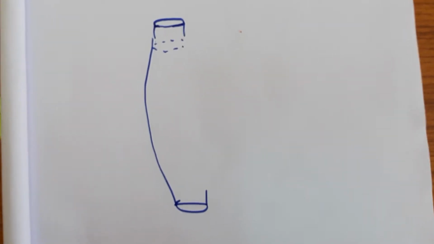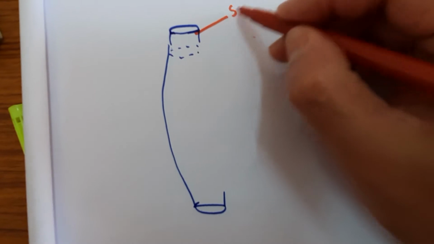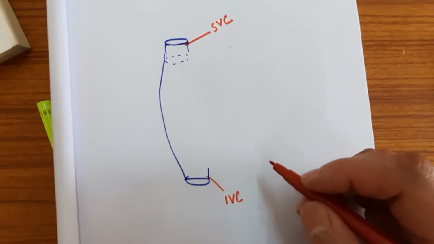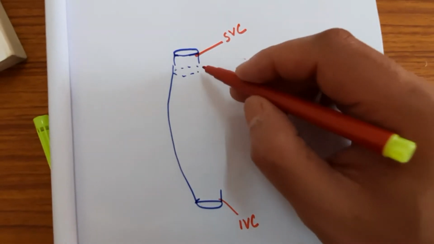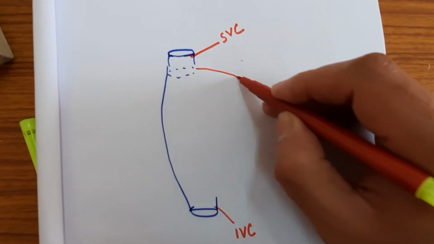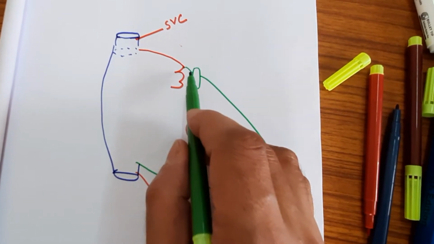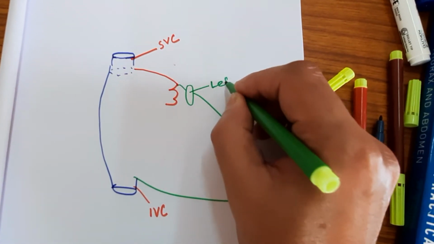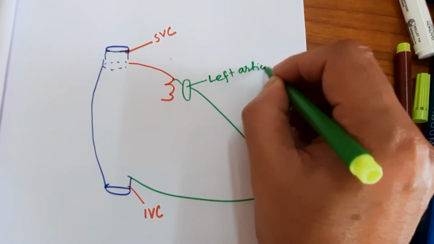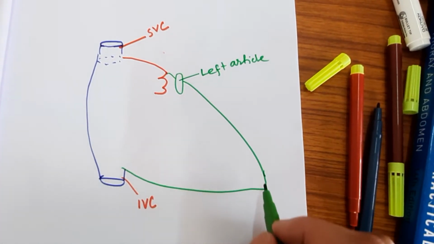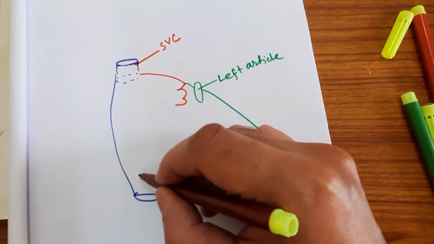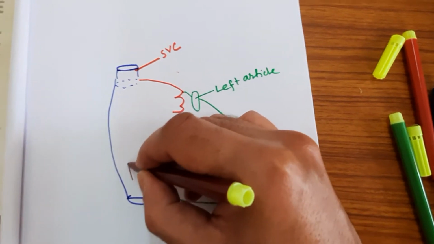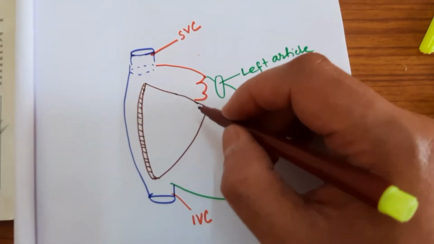In this picture, suppose this one is the superior vena cava and this one is the inferior vena cava. Suppose this one is the left border, this one is the left auricle, and this one is the inferior border. On opening the right atrium, what will you get? Suppose these are the cut marks.